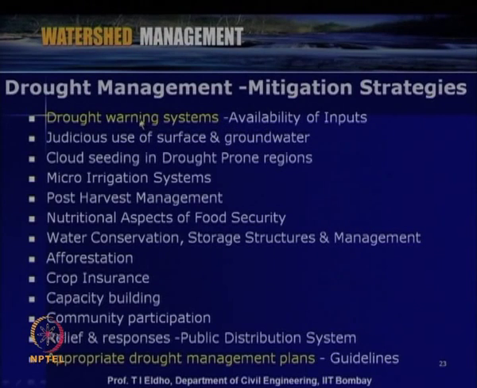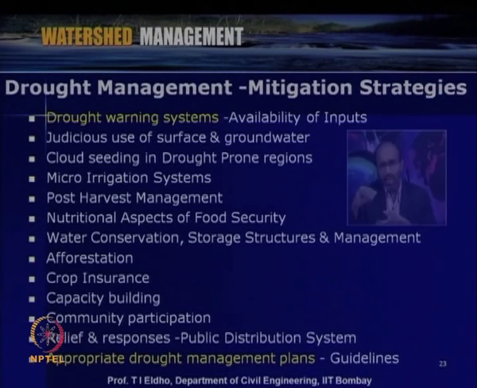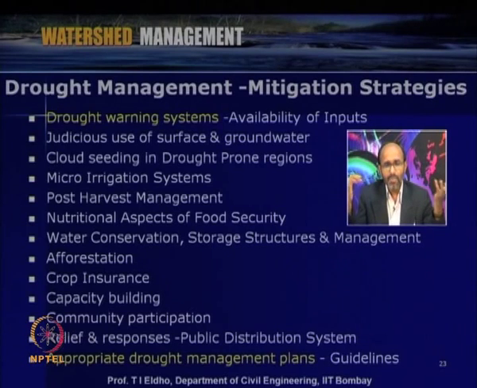Some of the important points I have listed here. As we have already seen, it is always better to have appropriate drought monitoring and warning systems. The effectiveness of the warning systems or monitoring depends upon various input data like hydrological or meteorological or other parameters. That is one of the important aspects of the mitigation strategy. And then judicious use of surface and groundwater. For a particular area, especially a drought prone area, whatever water is available, surface or groundwater, we have to see that it is judiciously used so that we can meet the demand in such a way that drought severity can be reduced.